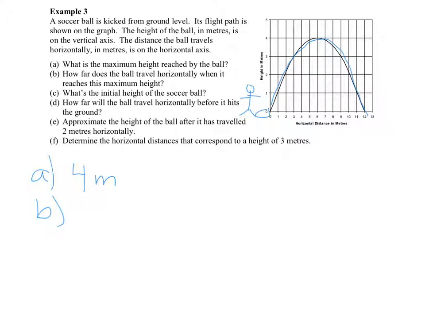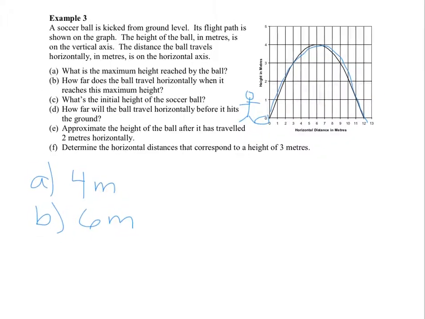Okay, B, how far does the ball travel horizontally when it reaches its maximum height? So it's asking, when the ball gets up to its highest point, how far has it traveled this way, horizontally? So we go up to the maximum height, and that's at 4 meters right there, and then we come down and see that it's traveled 6 meters horizontally. That's the point where it reaches its maximum height. So we can say 6 meters.